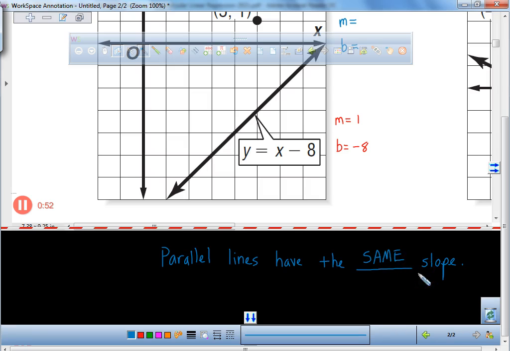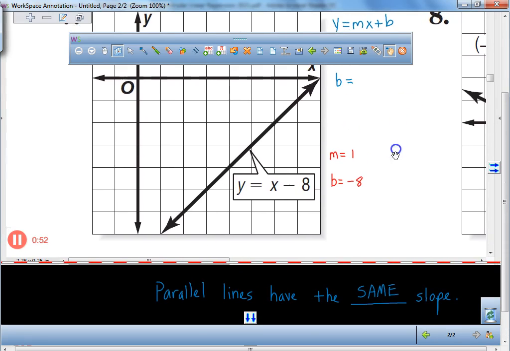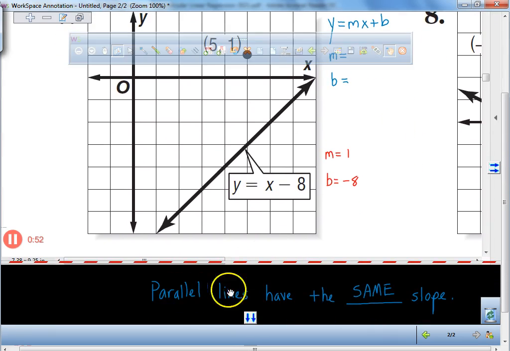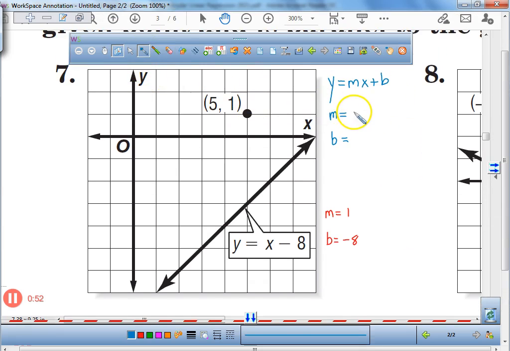They have to have the same slope. If they don't have the same slope, then they're going to eventually intersect. So parallel lines will always have the same slope. So automatically, you could write that down in your journal. And then on your paper, right here, what do we know our new line's going to have the same slope as? A 1. Very good.